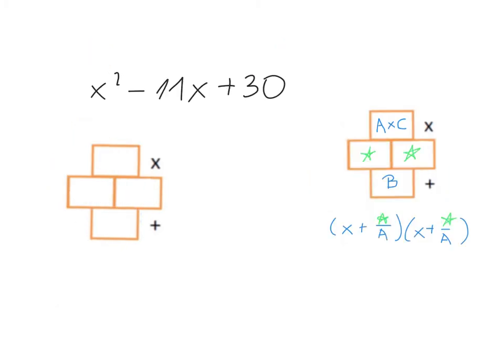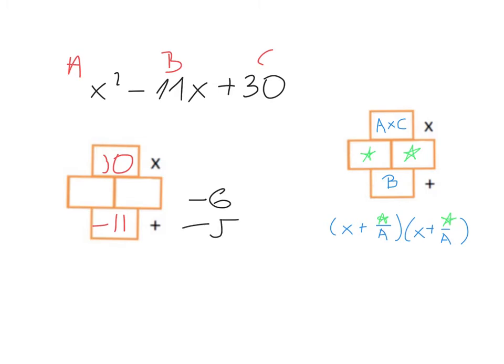Here we have another example, x squared minus 11x plus 30. Again, let's start with writing a, b, and c. So a is 1, b is negative 11, and c is 30. Let's fill it in. On the top you have a multiplied by c, which is 30. On the bottom minus 11. And then we need to find these two numbers. When you multiply them you have 30, when you add them you have minus 11, and in this case these are minus 6 and minus 5.